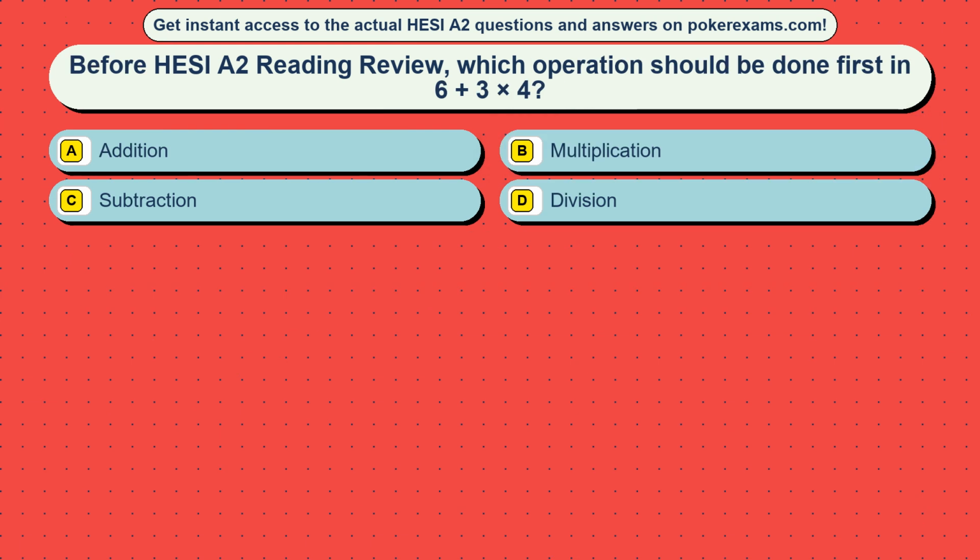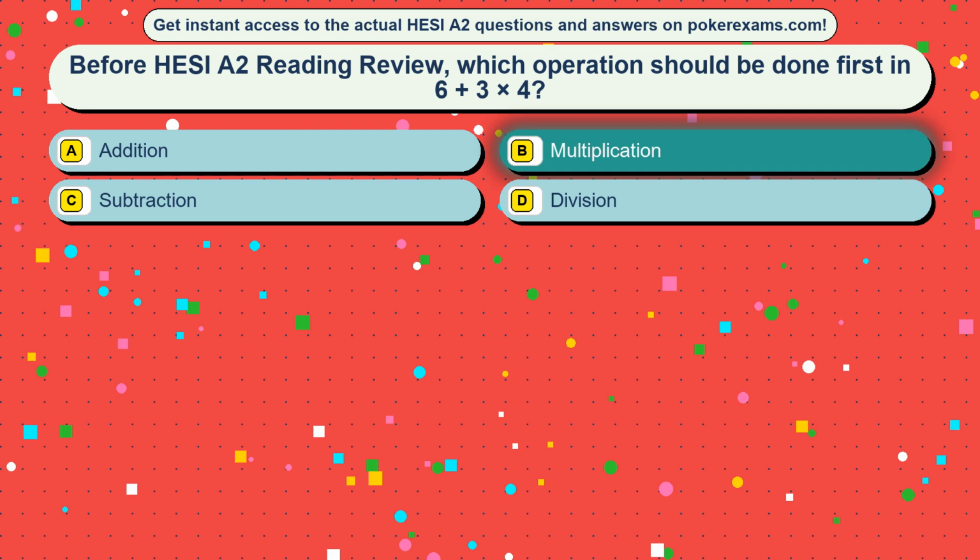Question 45. Before HESI A2 reading review, which operation should be done first in 6+3×4? Option A, addition. Option B, multiplication. Option C, subtraction. Option D, division. The correct answer is option B, multiplication.